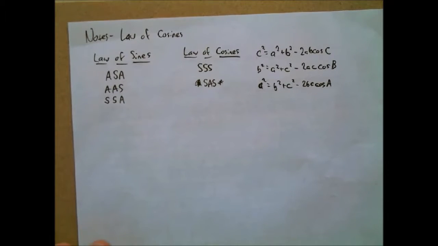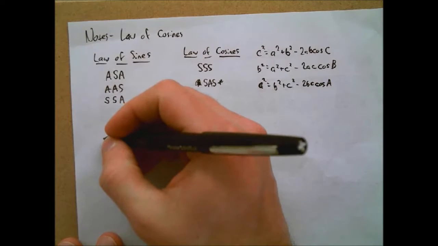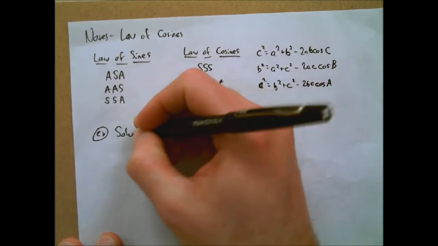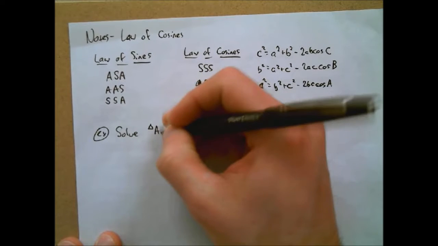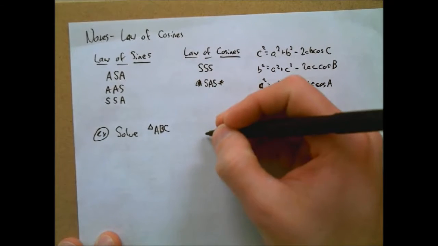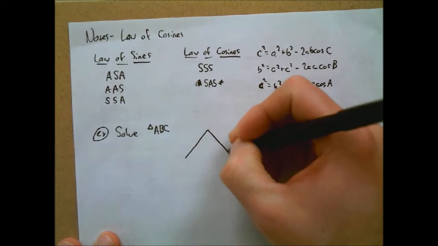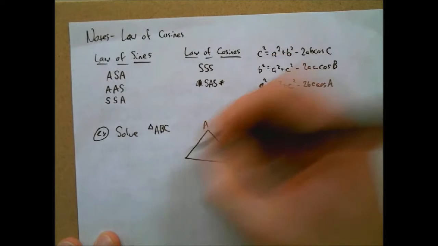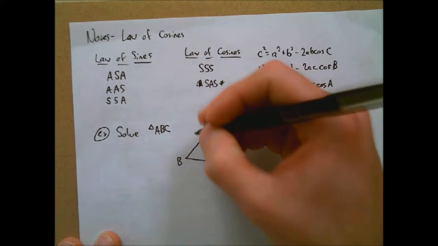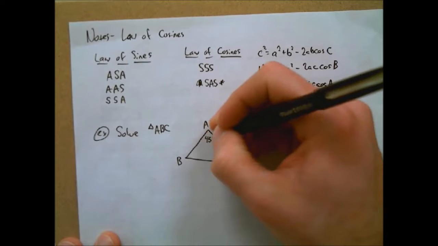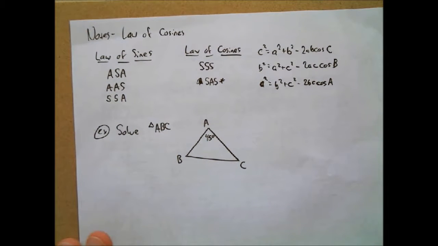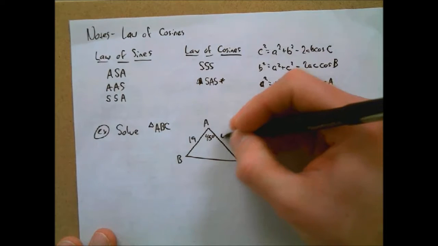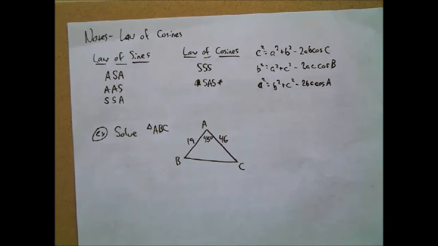All right. So let's do a triangle here. Solve triangle ABC. All right, and we'll draw a picture here. We'll say this is A, this is B, and this is C. We'll say A has an angle of 45 degrees. We'll say that side C is 19, and side B is 46.